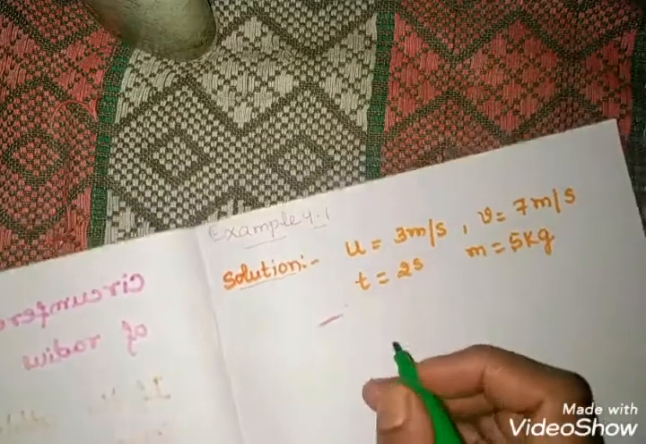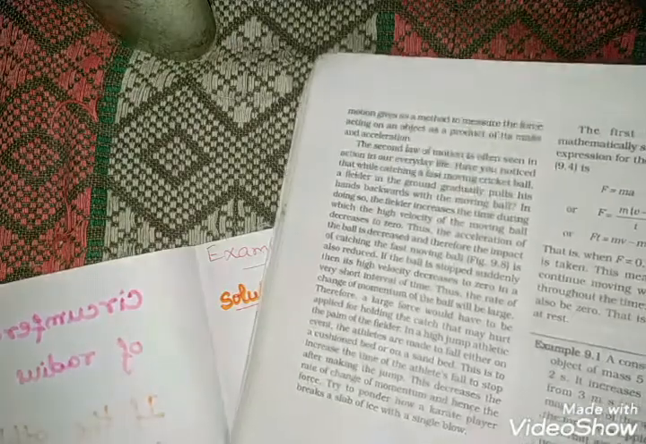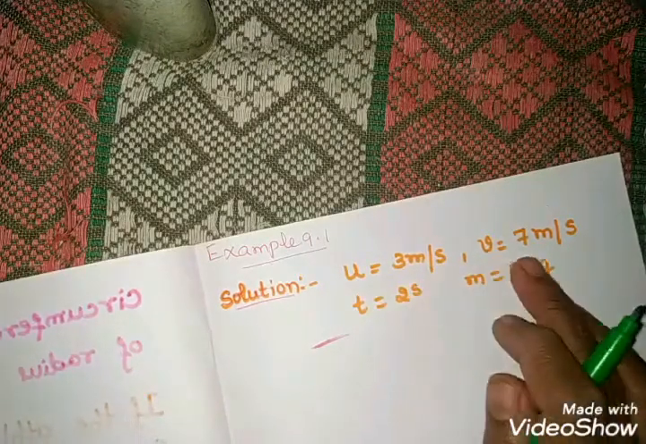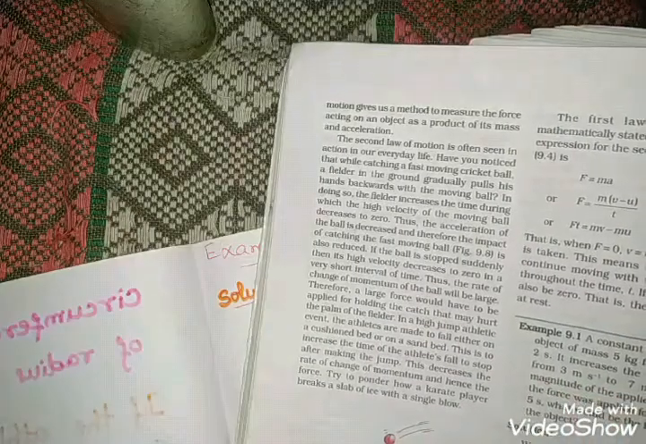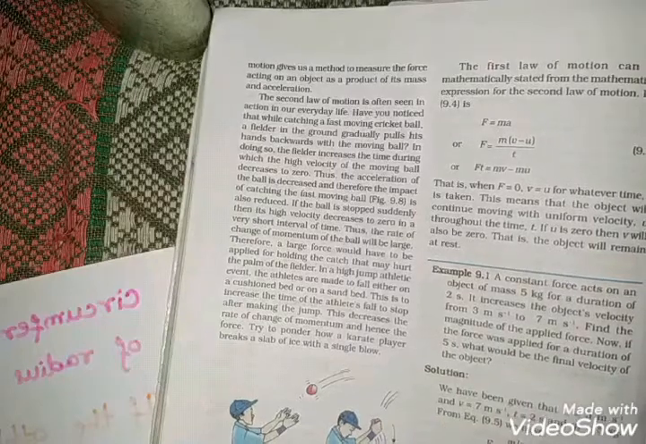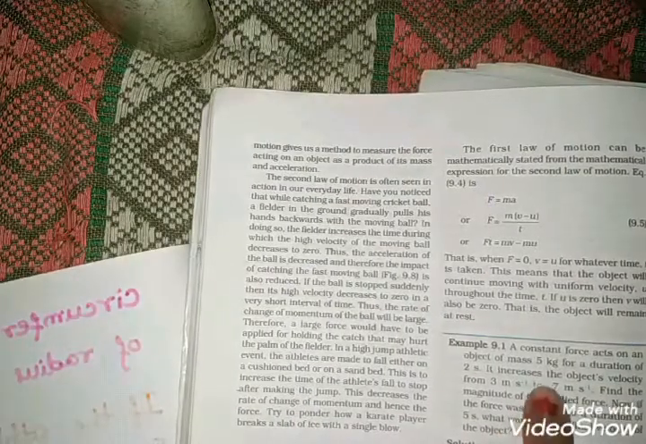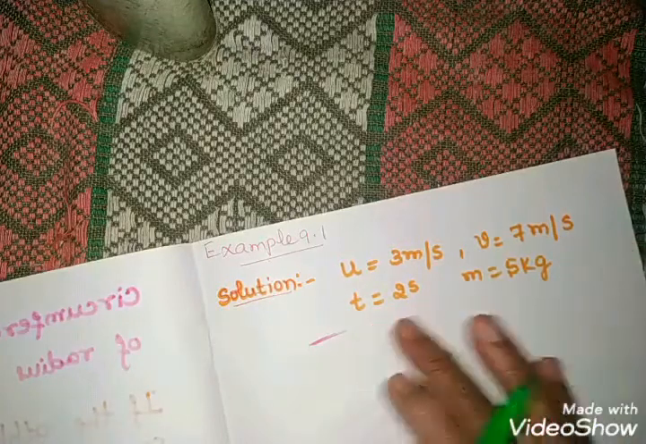Now, let us try to solve this problem. Here, the initial velocity was changed, observe children, from 3 meter per second to 7 meter per second. So, u is 3 meter per second, v is 7 meter per second. For a duration of 2 seconds, so you have to consider t as 2. Find the magnitude of the applied force. Here you can observe mass is 5 kg. m is equal to 5 kg. We have taken down all the data given.